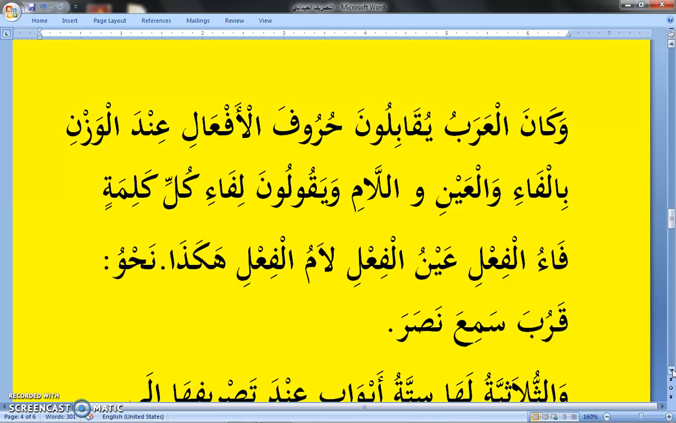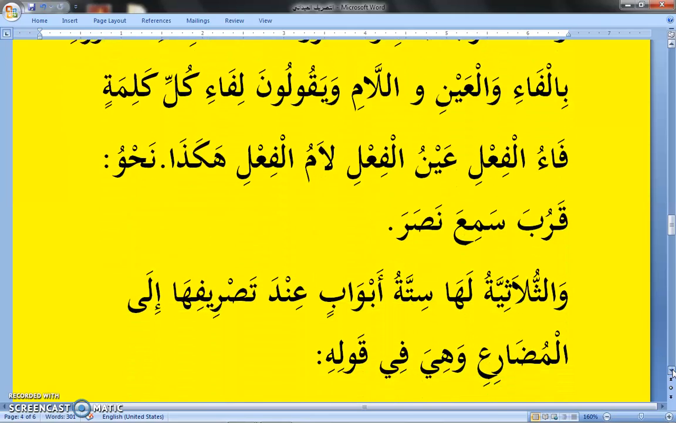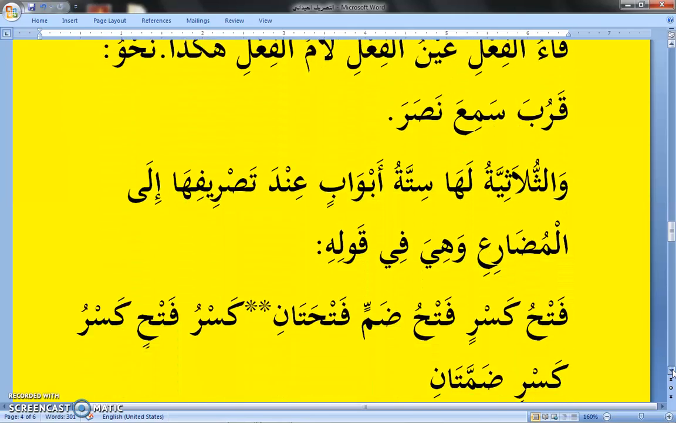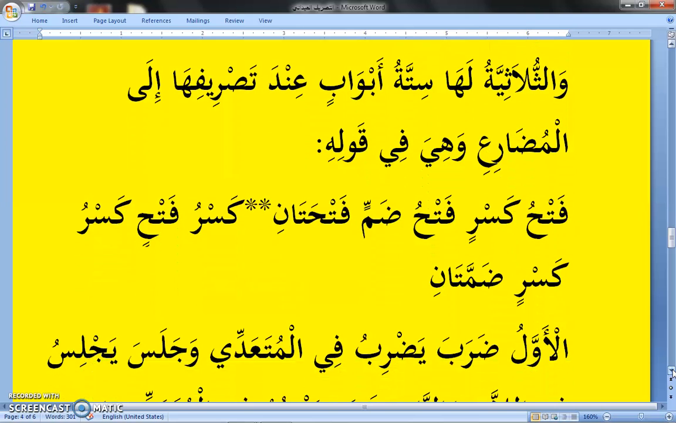سمع. Sami'a means he heard. Sinun there is representing fa'ul fi'li, mimun ainul fi'li, then ainun lamul fi'li. Nasara. Nasara means he assisted, or he has assisted. Nunun fa'ul fi'li, sadun ainul fi'li, ra'un lamul fi'li. لعلك فهمت. I hope you understand. MashaAllah. لنواصل. Let's continue.